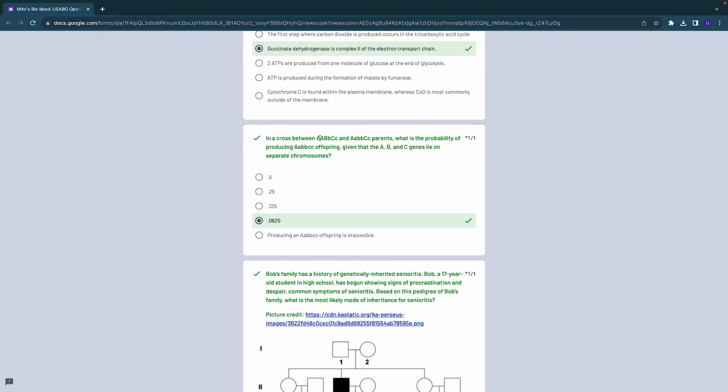If you can just draw out the Punnett square for the A gene, I could do some simple math, just saying that we know 100% of the time we're going to get a big A from this parent, and half the time we're going to get a small a from this parent. So, 1/2 chance. And we're going to just do this process for the rest of them. So we get 1/2 times 1/2 times 1/4, and that gives us 0.0625.